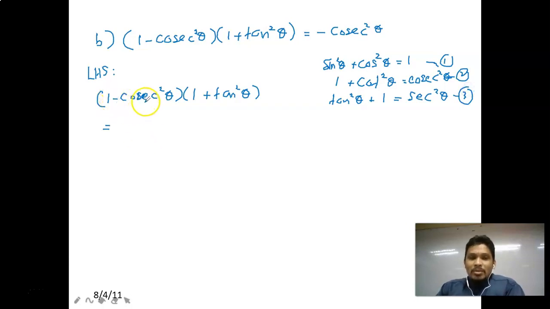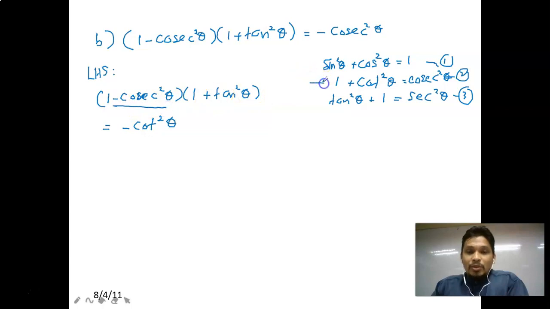Look at this one here, 1 minus cosecant square. If I bring this cosecant to the left side, it becomes negative, and cotangent here becomes negative. So we get here now negative cotangent square theta. Okay, elaborate this from equation 2. Bring cosecant square to the left side, so 1 minus cosecant, and cotangent square moved to the other side becomes negative, so negative cotangent square theta, and 1 plus tangent square, or tangent square plus 1, equal to secant square theta.